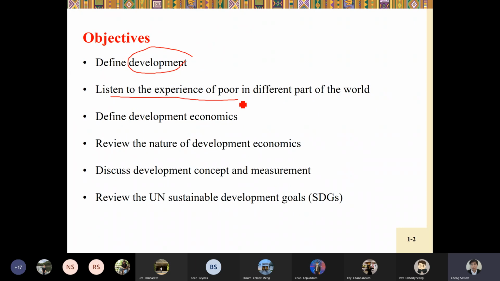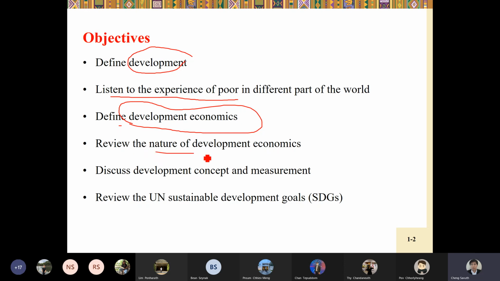They are called the poor, okay. We want to see their experience, how they describe being poor, from different parts of the world. And then we will define what development economics is. That would set out how development economics differs from other subjects in the field of economics.